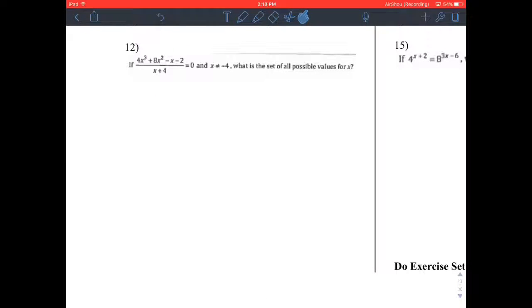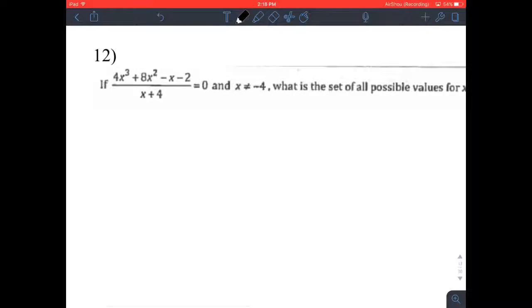Number 12. If x doesn't equal negative 4, and the reason it doesn't, because that would make the denominator 0, what is the set of all possible values for x? Well, if you have a fraction equal to 0, you want to set the numerator equal to 0, because 0 divided by anything is 0. So 4x cubed plus 8x squared minus x minus 2 equal to 0.